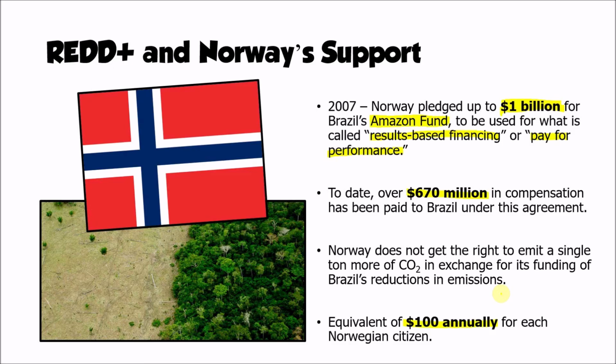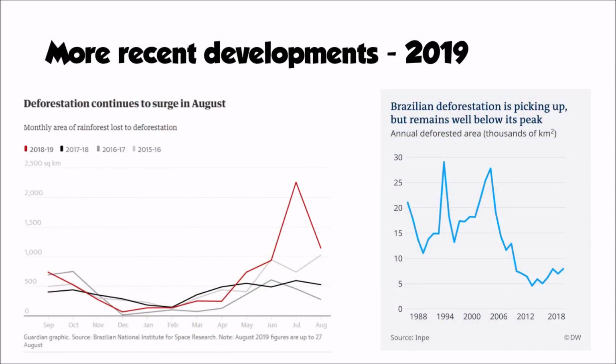To give you a comparison, efforts made by the United States under similar initiatives equate to about $1 for every American citizen. So it gives you an idea about the scale that Norway has really assisted Brazil. So that was the picture in the early to middle 2000s.